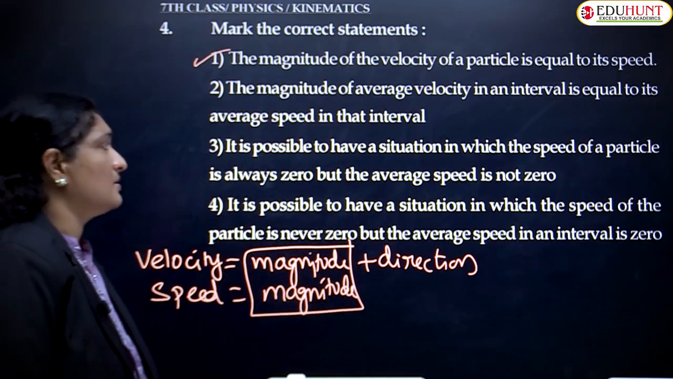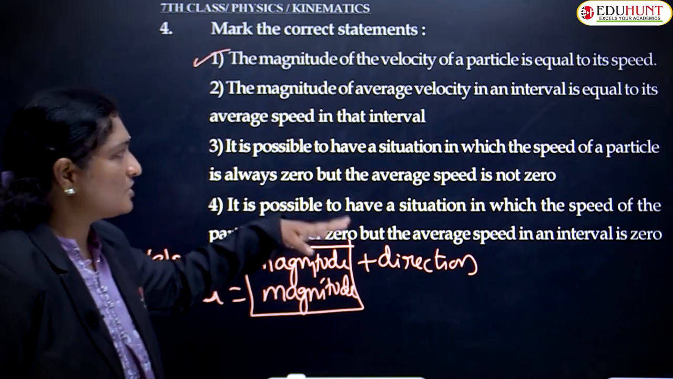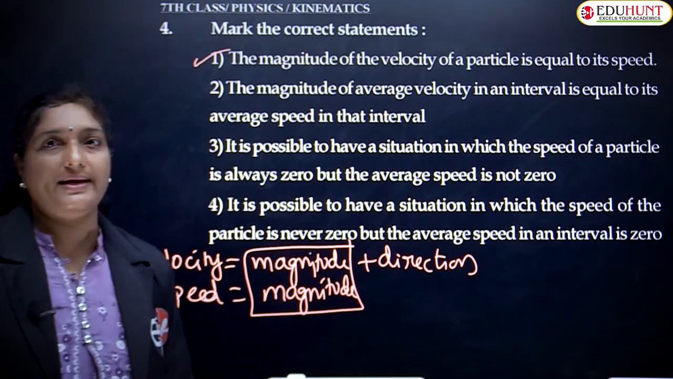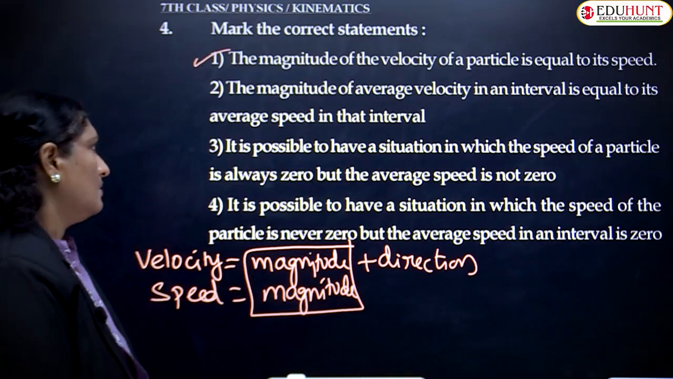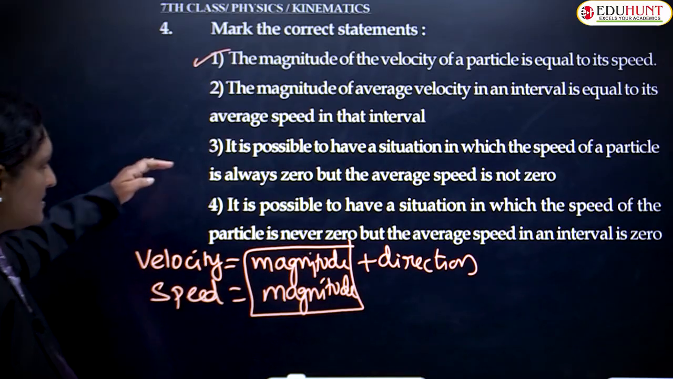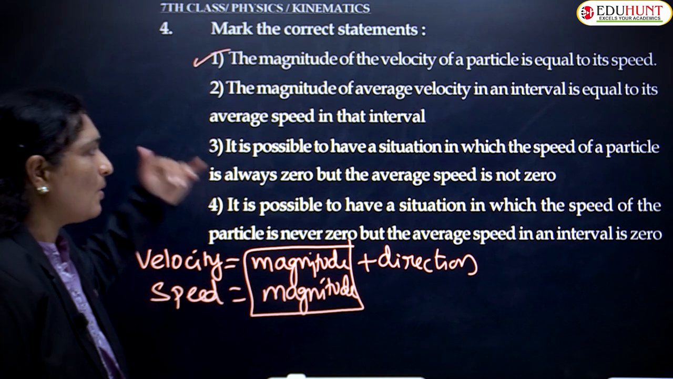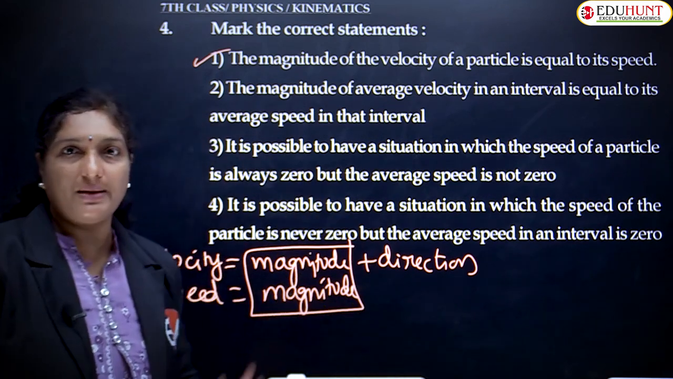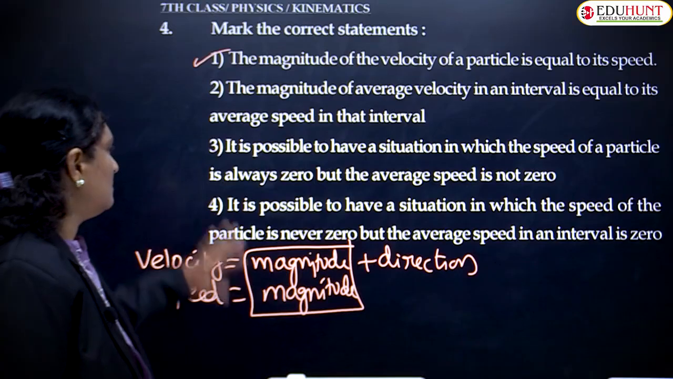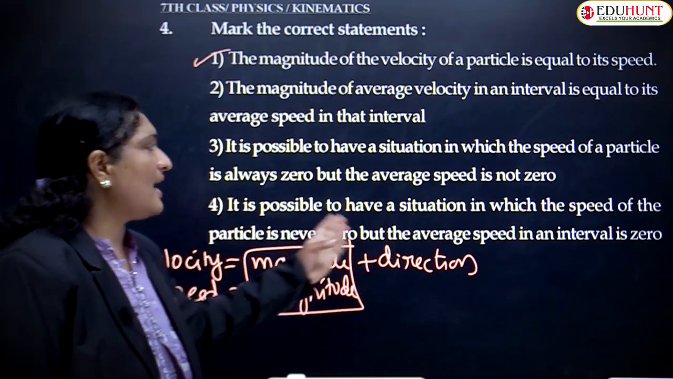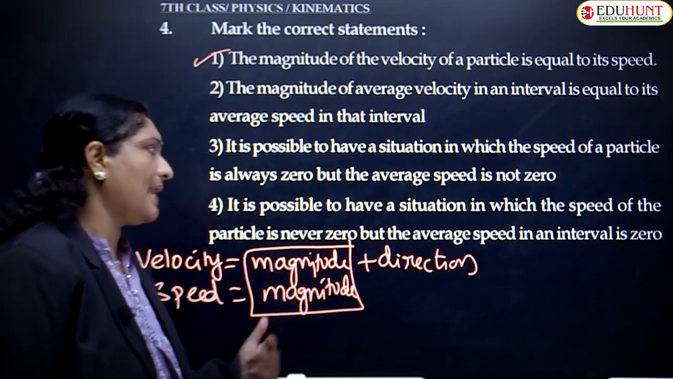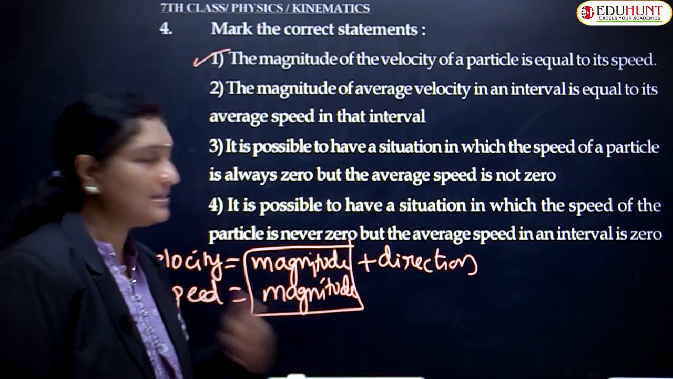Third question, it is possible to have a situation in which the speed of a particle is always 0, but the average speed is not equal to 0. Children, if speed is 0, how can the body cover some distance? If it covers distance, it possesses some speed. So speed can never be 0. So wrong answer. It is possible to have a situation in which the speed of the particle is never 0, but average speed in an interval is 0.